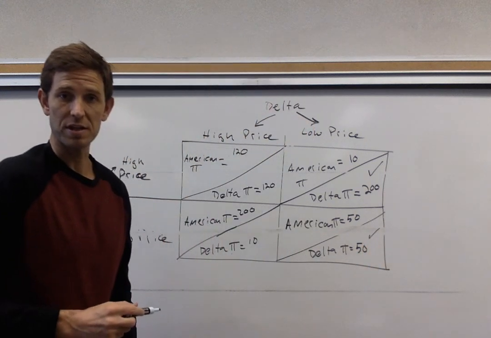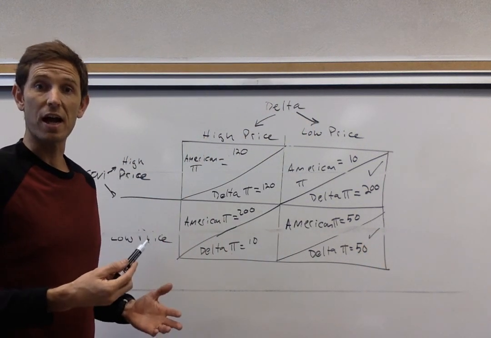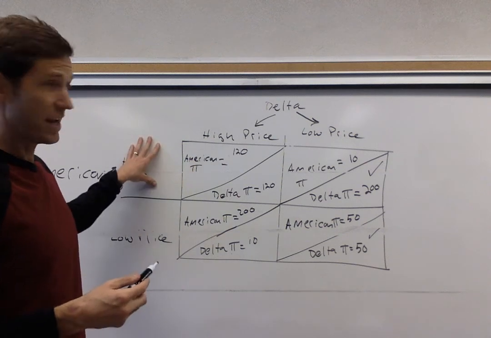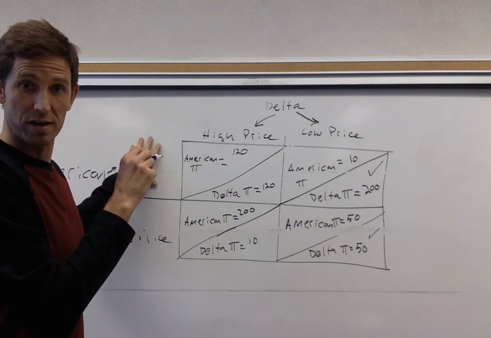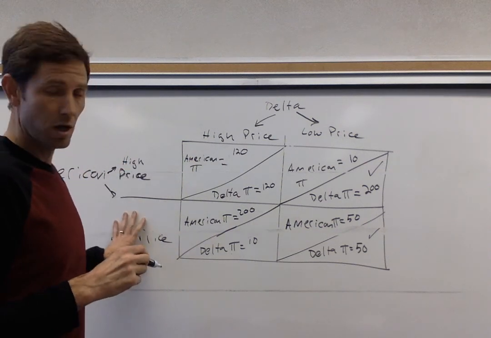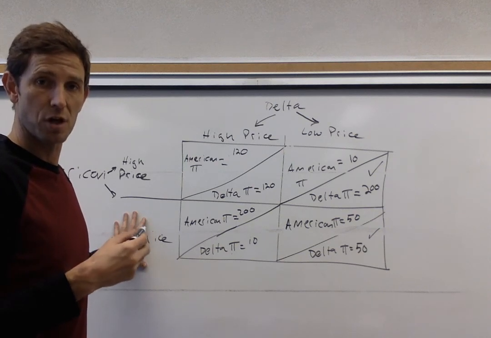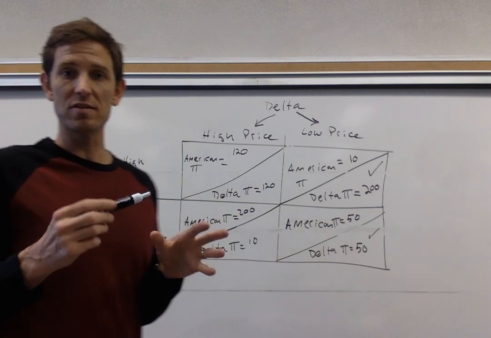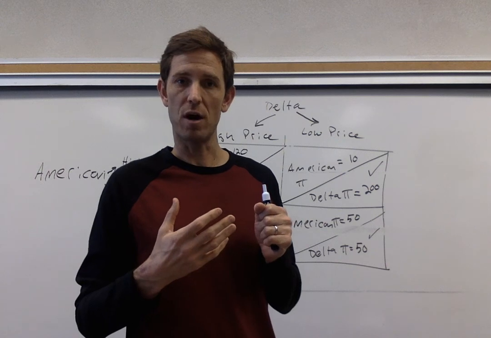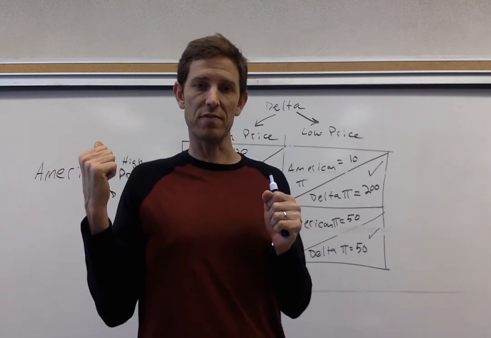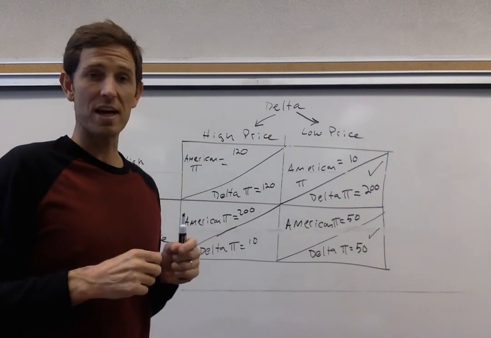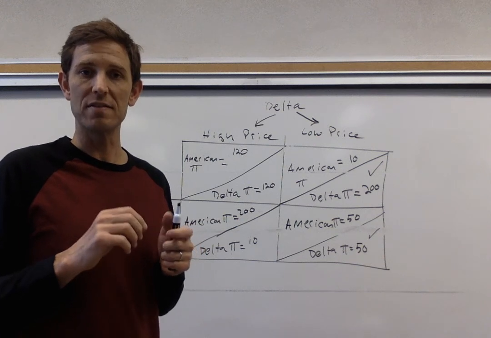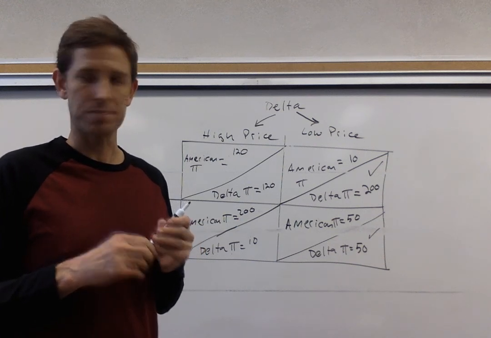The low price option is the better. So check it out. If American has gone high, Delta's better off going with a low price. If American has gone low, Delta is better off charging a low price. And so because low price always gives them more profit regardless of the actions of the other firm, for Delta you can say that a low price is in fact a dominant strategy.